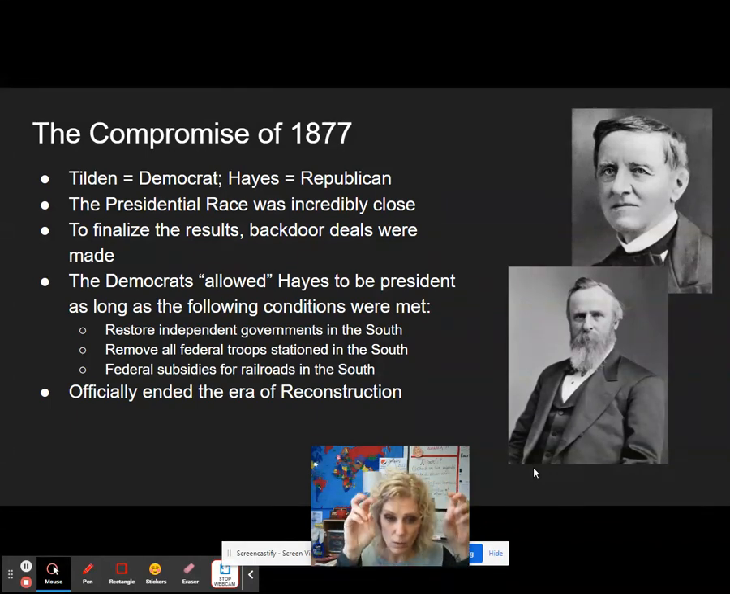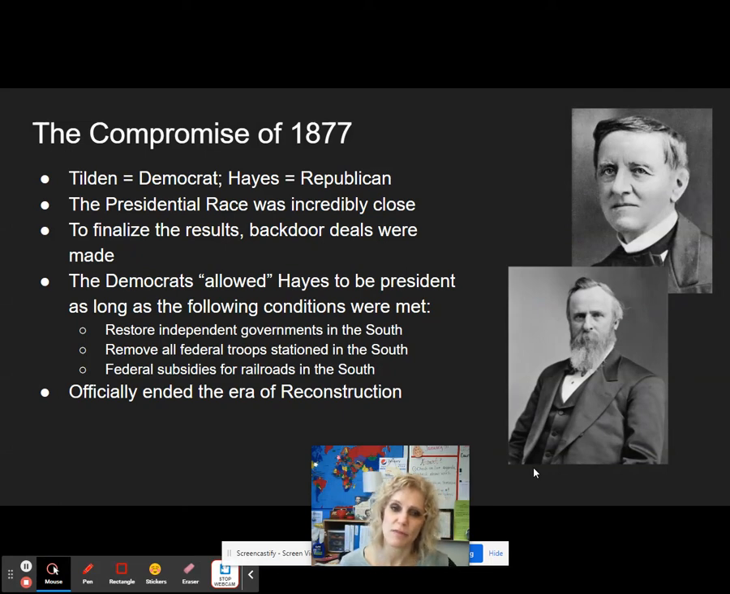The Democrats allowed Hayes to be president as long as the following conditions were met. Number one, they wanted to restore independent governments in the South. The governments wanted to have their own say and elect their own people, and they didn't want the North hanging over them, making sure they were doing it the way the North wanted. Second, they wanted all federal troops removed that were stationed in the South. Remember that these troops were stationed there to protect the Freedmen's Bureau and to establish a safe living environment for newly freed African Americans of the time.